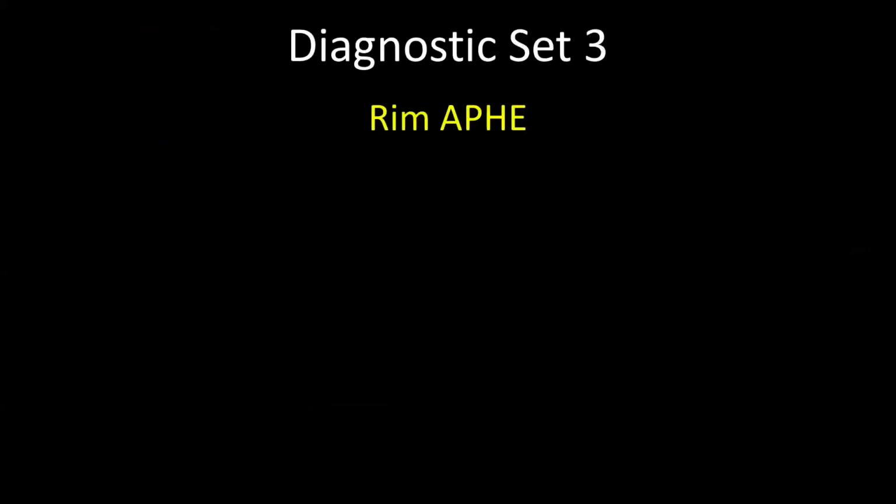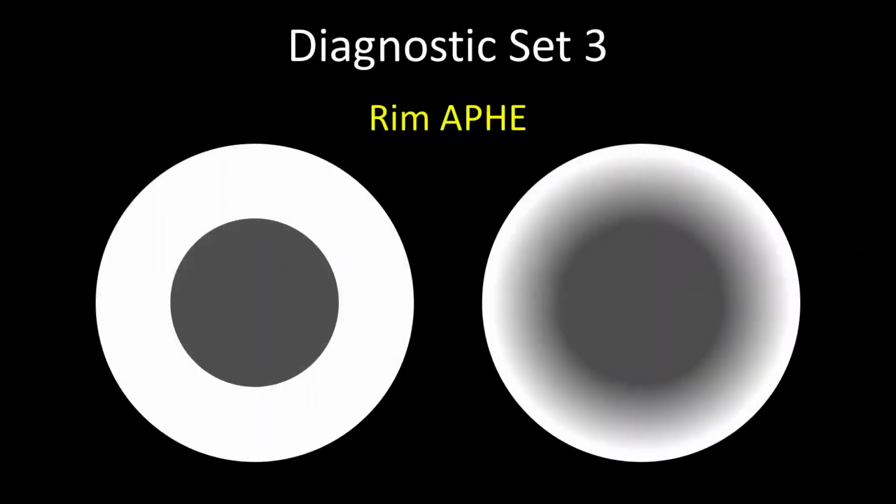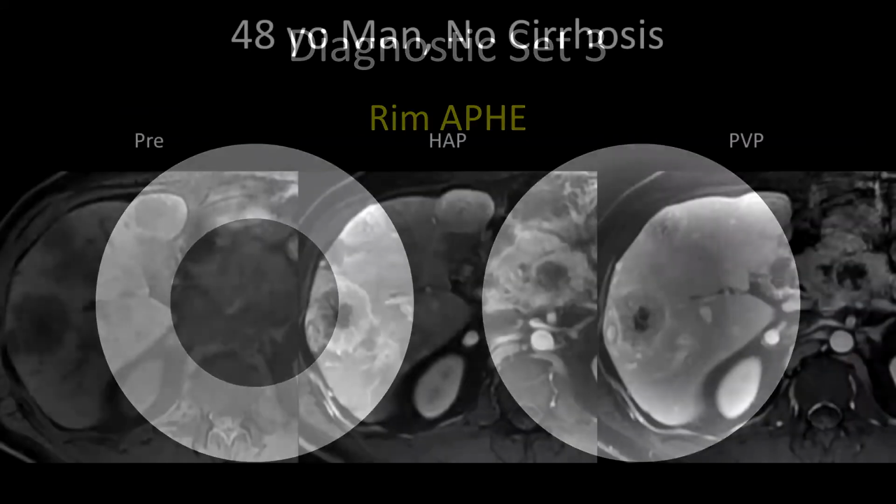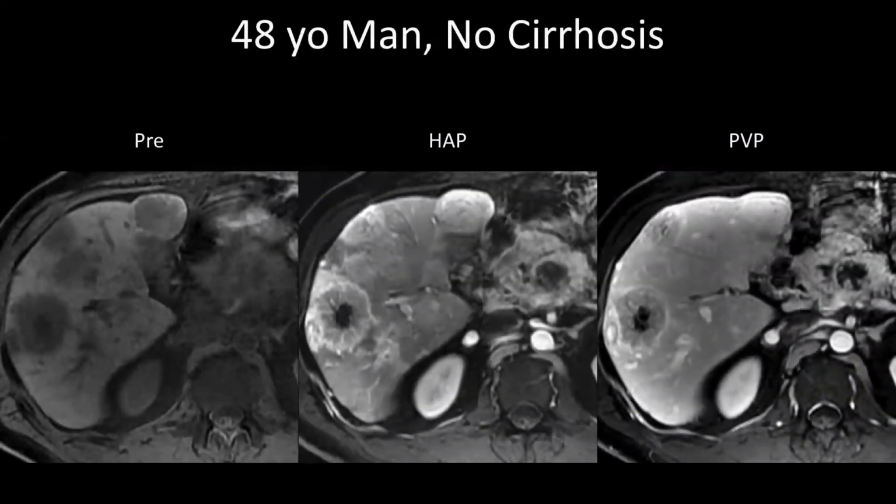Okay, let's go on to diagnostic set number 3, rim enhancement. Rim enhancement means that there's a continuous rim of enhancement along the outer aspect of the lesion. The rim might be thick, as shown here, or thin, and the rim may have a sharply defined inner border, or it may have an ill-defined inner border. All of these are rim enhancement. And here is our prototypical example, a 48-year-old man without cirrhosis.